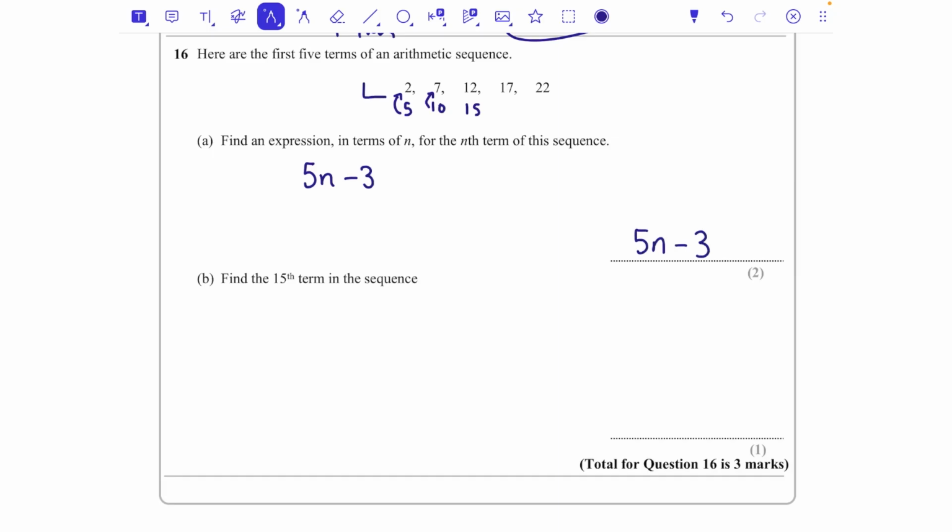You might also find it helpful to think about what number goes here. If you went back by 5, you'd get -3, and that number is always correct for the constant term on the end there. And then for part B, we need to find the 15th term in the sequence.